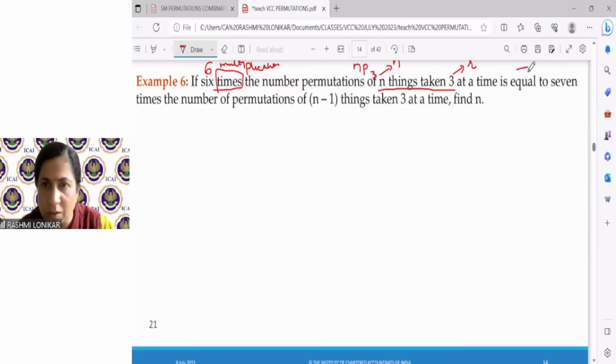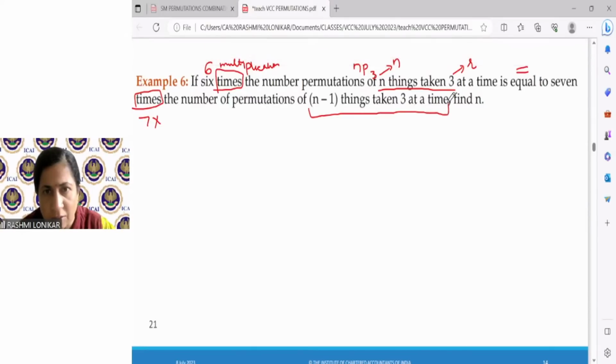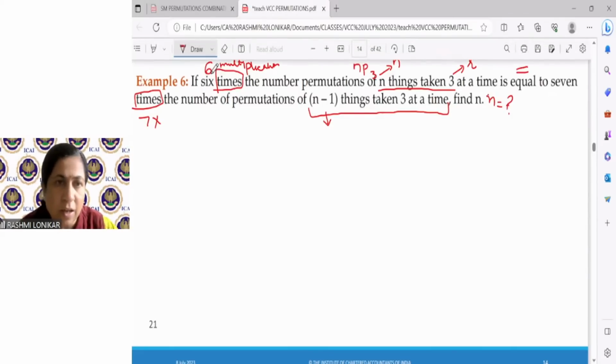If 6 times, that is multiplication, so 6 into nP3 is equal to, write it down there itself in the question paper, 7 times, again the word times is coming. So 7 into the number of permutations of n minus 1 taken 3 at a time. What is the sequence length r? r is 3. What is n here? n is n minus 1. What is the question? The question is n is equal to how much?